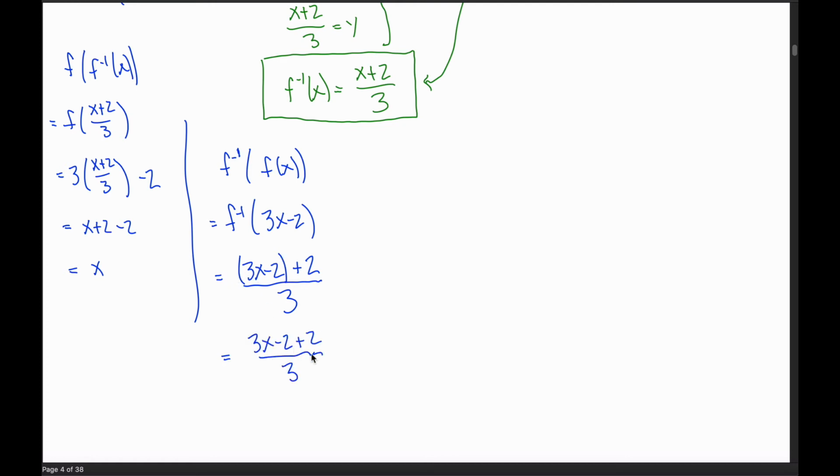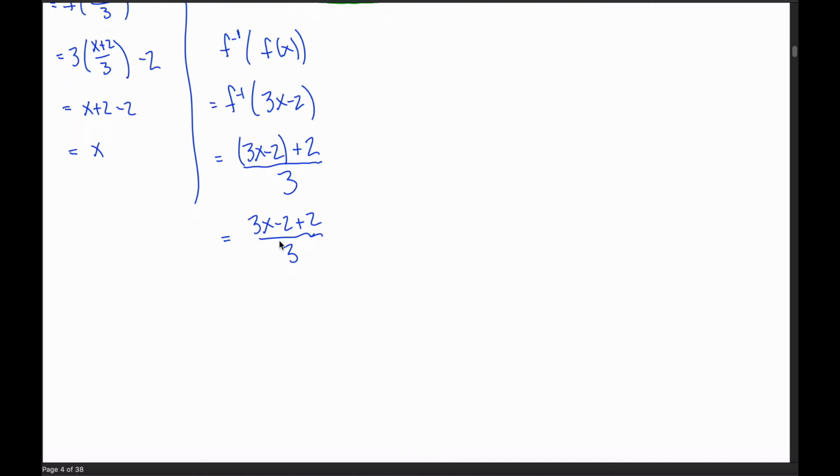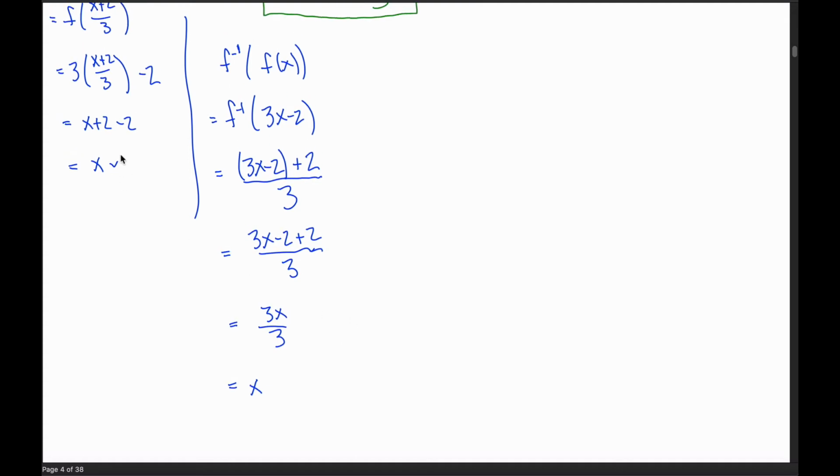Really, what's written in this line is equal to what's written in this line, and now it's easier to see how the simplification is going to happen. This negative 2 and this positive 2 cancel each other out, so I'm left with 3x over 3, and then this 3 and this 3 cancel out, and I'm left with just an x. Oh yeah, that's exactly what I was expecting to get. If I compose together the function and its inverse, I'm left with just the identity function.